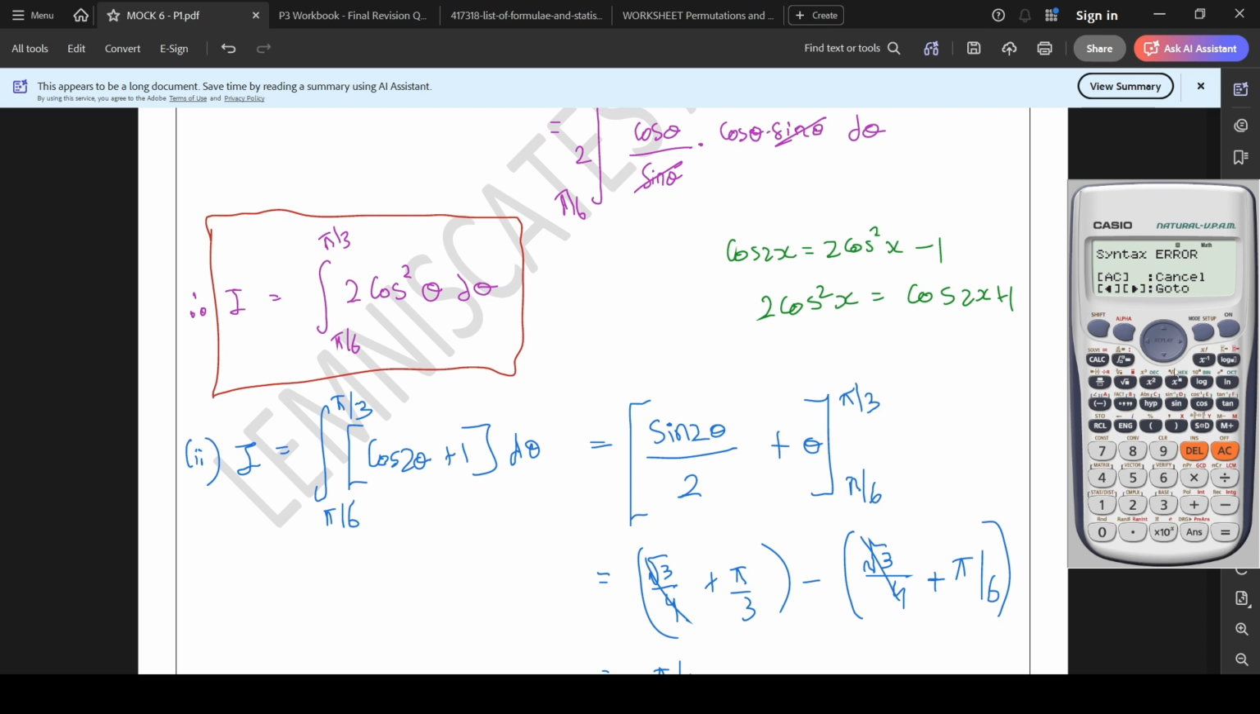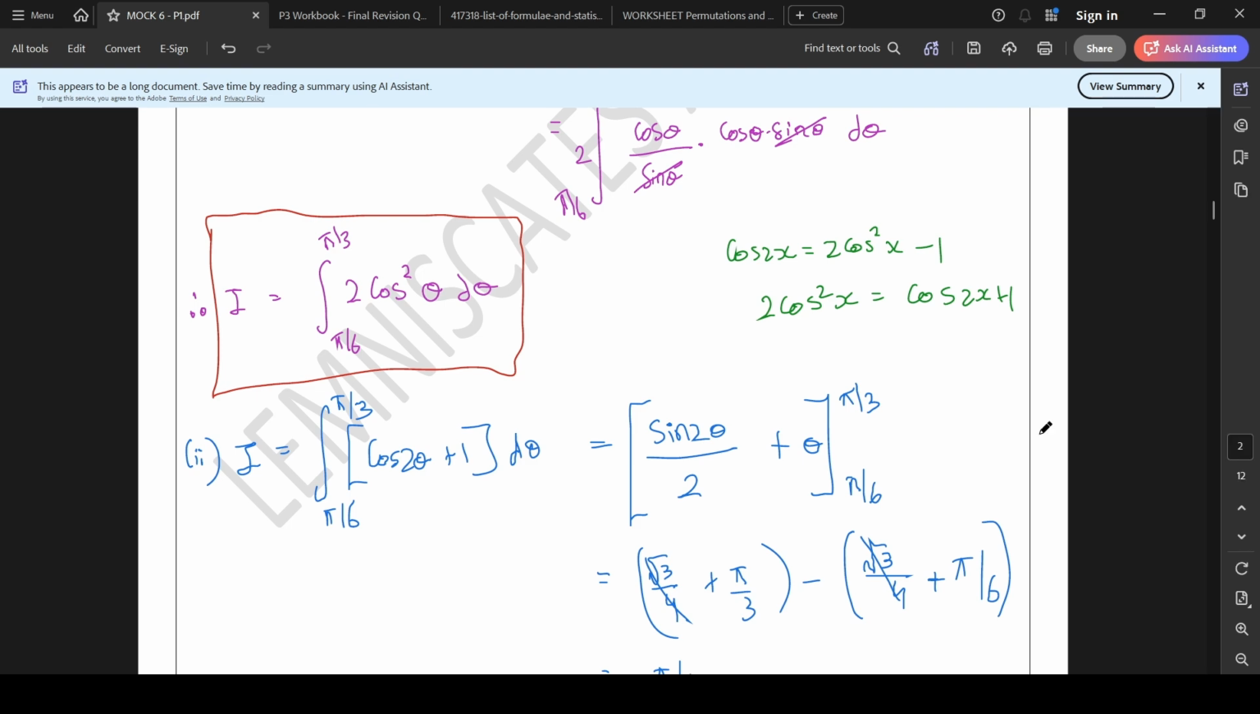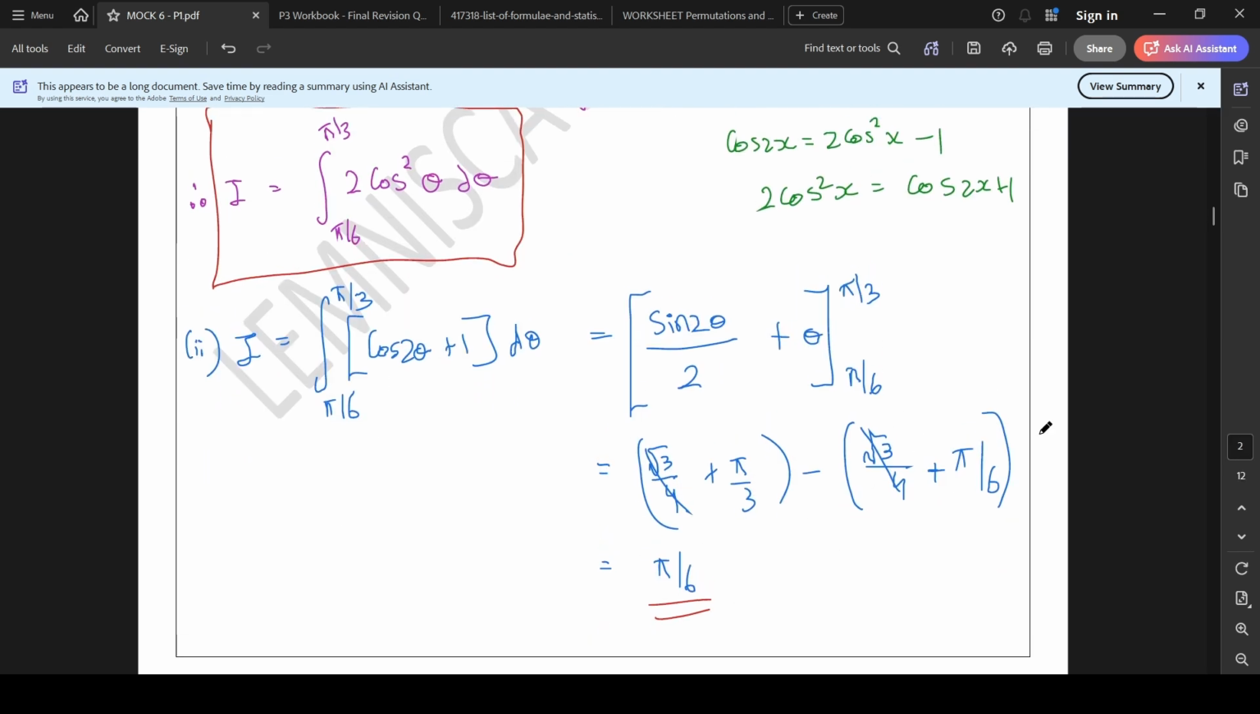The answer comes out as math error. I hope I have not done some kind of a problem while writing this. It is 2 cos x the whole square. Yeah, pi by 6 is what we are getting, and eventually that is exactly what we have got over here.